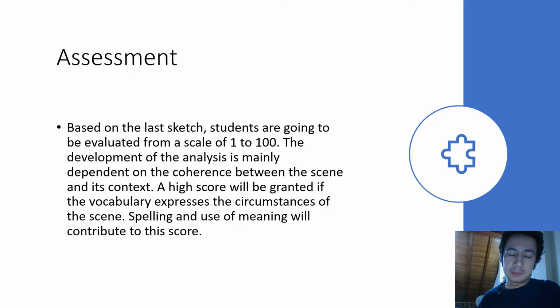All right, the assessment. So these scores are going to be assessed on a scale from 1 to 100. I'm going to consider the coherence between the set of phrases 1 and 2, the coherence of the story, the spelling, and the vocabulary they use. Now let's continue with the other lesson plan.